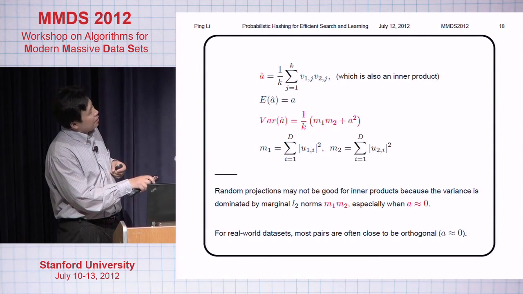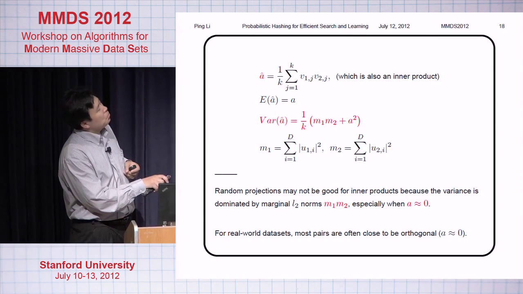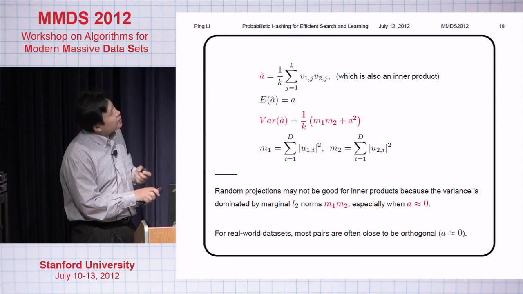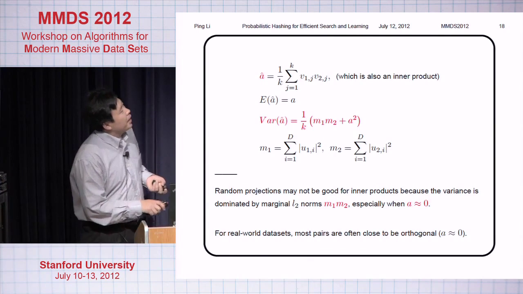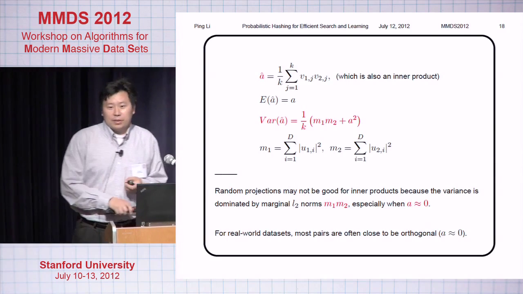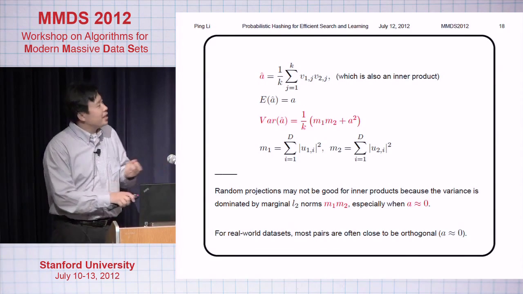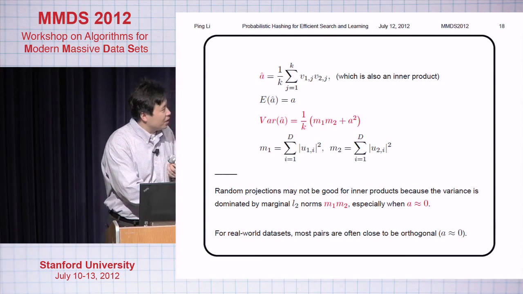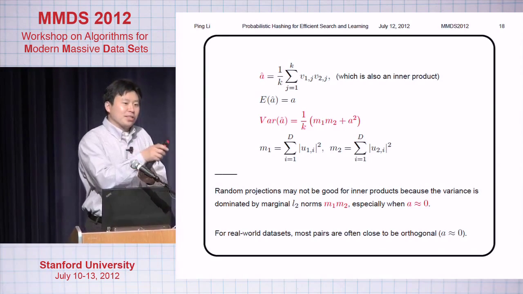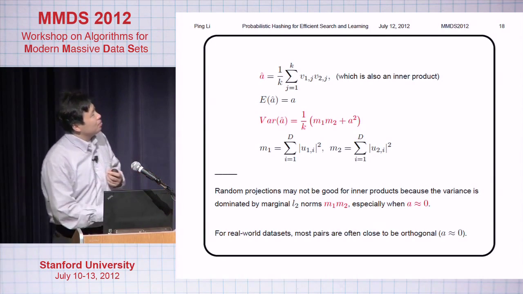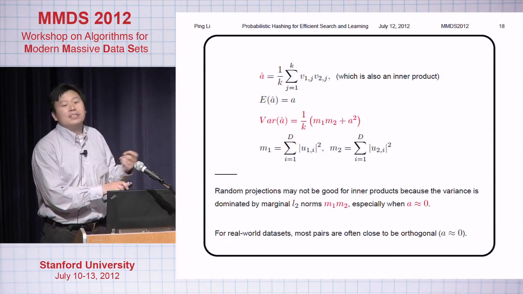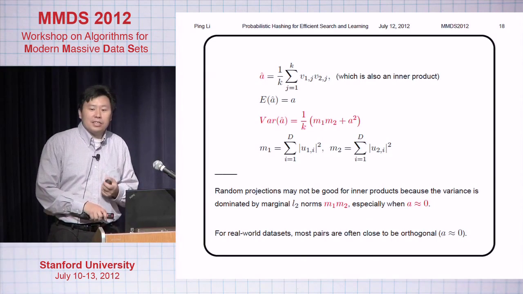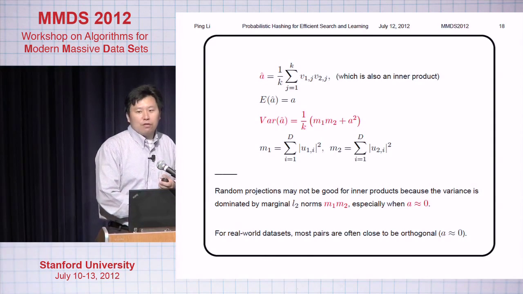We have this A, which is the inner product, and M1, M2, which are the L2 norms of the individual vectors. Therefore, the variance of the inner product estimate is dominated by the marginal L2 norms. Even when A, the inner product, is 0, which is actually very common, because in real-world data most of the pairs are close to orthogonal. So A is very small for most of the pairs. Of course, for the pair you're interested in, maybe A is large, but for most of the pairs it's fairly small. Therefore, the variance is completely dominated by the marginals. This is the fundamental reason why random projection is quite bad for estimating inner products.